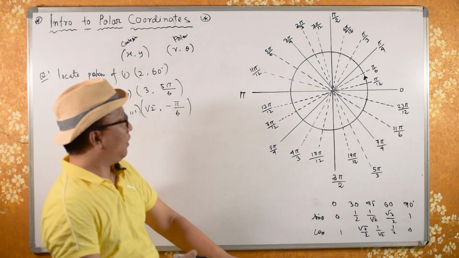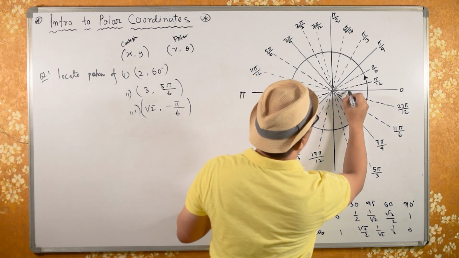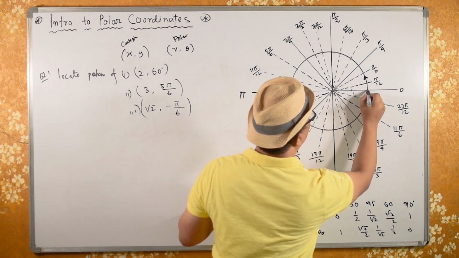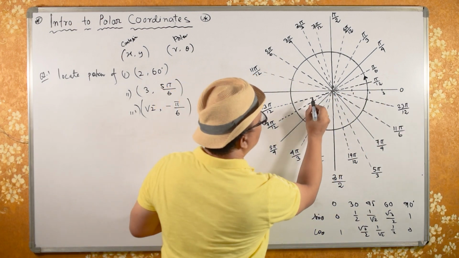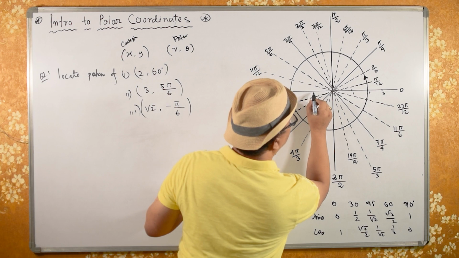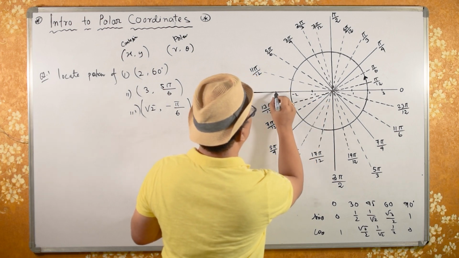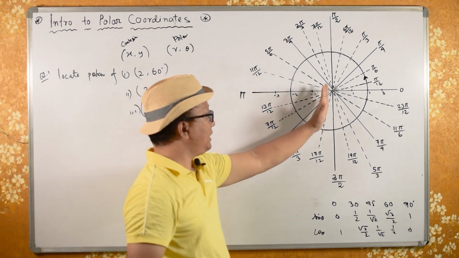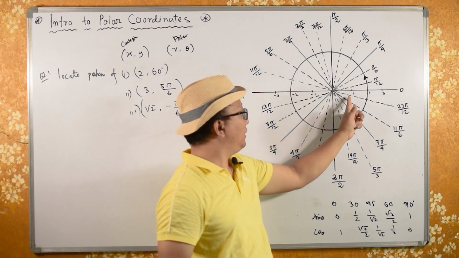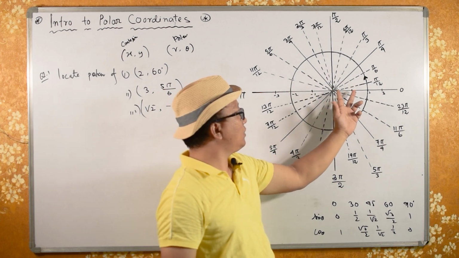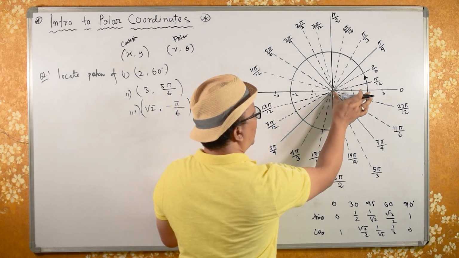Now say this is r. For example, I have 1, 2, 3 and so on, and this is O. Similarly, I have 1, minus 1, minus 2, minus 3. R equal to 1 is a unit circle. R equals 1 means here, R equals 2 means from here to here, R equals 3 means this.